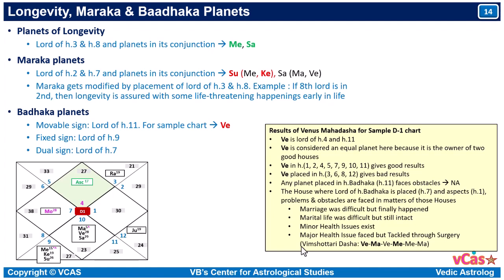As the Badakesh, Venus will create hurdles for the 7th house, the house where it is placed, as well as the 1st house, the house that it aspects. The person indeed faced lots of hurdles to get married. The person's marital life faced lots of ups and downs, however, the marriage is still intact. The person still faces minor health issues. The person had to undergo a surgical procedure to save his life.